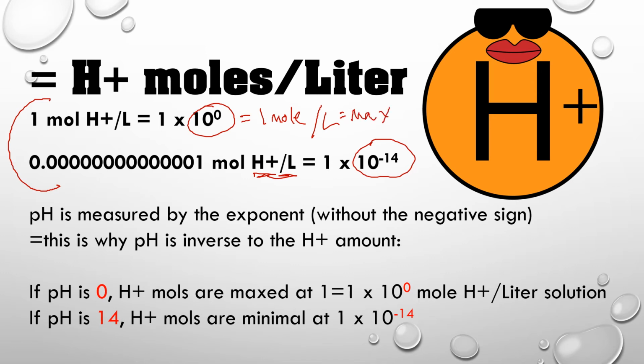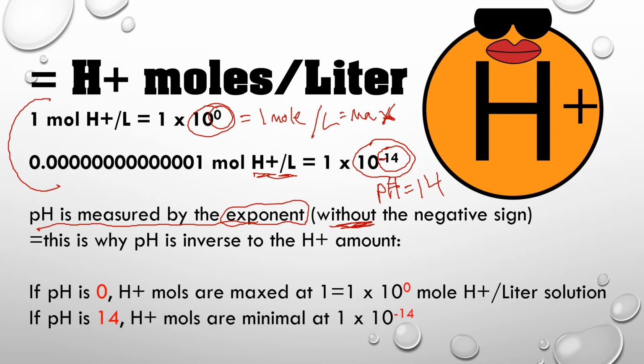Now, here's how it ties into pH. What pH is, it's just the exponent of this 10 to the whatever. So this is 10 to the negative 14th. This is 10 to the 0. Those exponents, that's what the pH is without the negative sign. So you want to take away that negative sign from negative 14. That would just be pH 14.